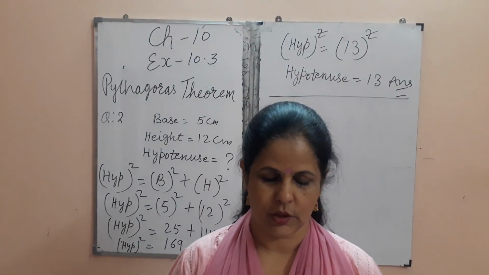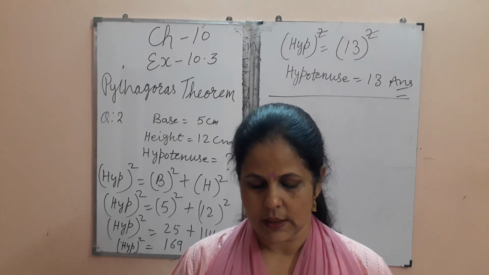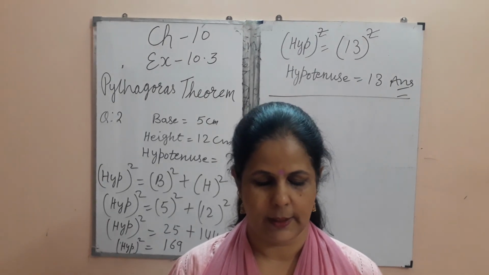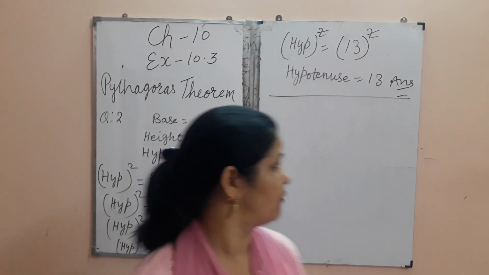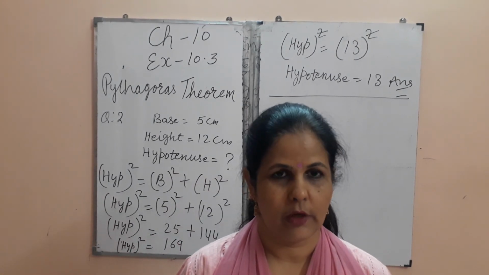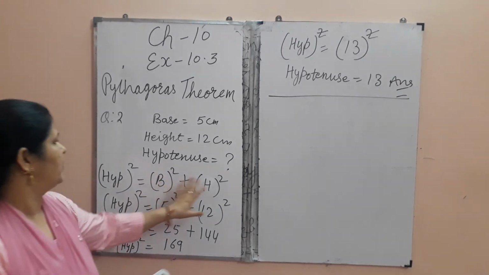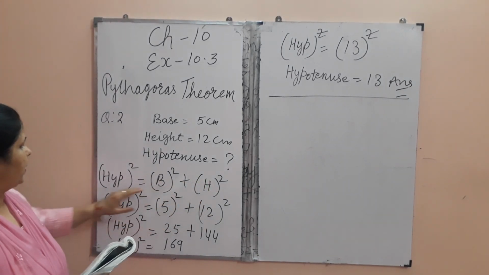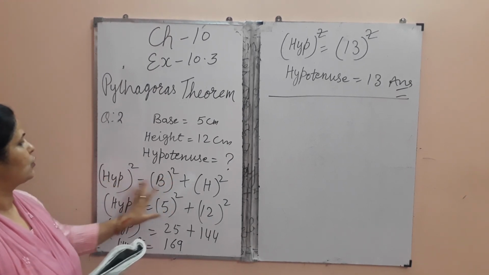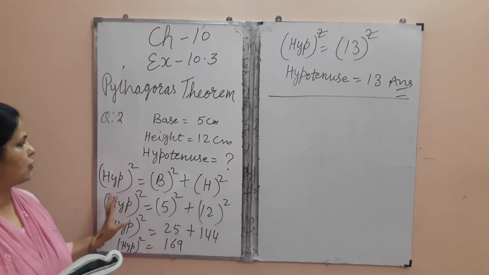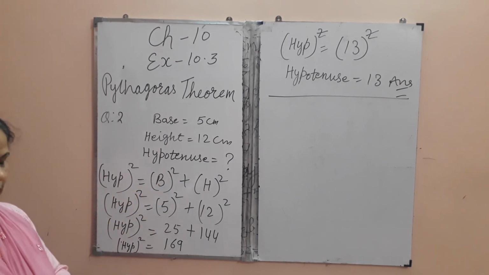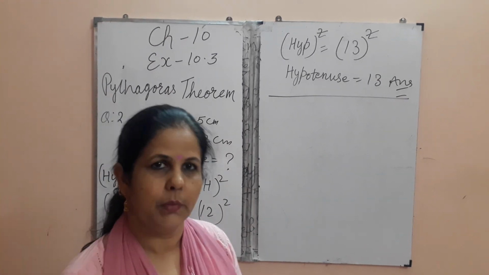Come to the next, third question. One of the sides of a right angle triangle is 6 centimeter and its hypotenuse is 10 centimeter. Find the third side. So in this, as I have told you, 3 formulas, no? Hypotenuse square we will find out with this method, and if we have to find out base square, then base will come here and hypotenuse will come this side. So base square will be hypotenuse square minus height square, and height square will be hypotenuse square minus base square. So by using that formula you will find out question number 3.